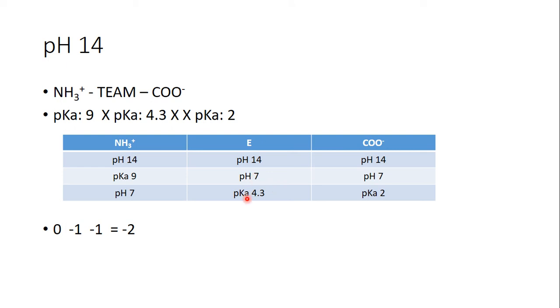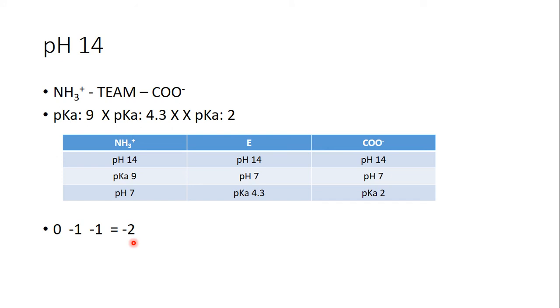Here for E, my pKa is not between 7 and 14, so nothing changes. I already started above the pKa when I was at a pH of 7, so I already lost my hydrogen, and I'm not going to lose another hydrogen by going up to 14, so I stay at -1. COO minus, the same idea. 7 is already above the pKa of 2, so going to a 14, I don't pass the pKa. I've already lost my hydrogen at 7. I'm not going to lose another hydrogen, so I stay at -1, so my overall charge is -2.